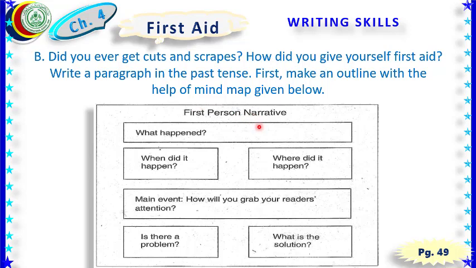We shall write in first person narrative. First person is I, we. First of all, we shall mention what happened. Then, when did it happen? Then we shall write where did it happen. Then, the main event. How will you grab your reader's attention? Is there a problem? What is the solution? We shall mention all these things in our paragraph to complete it.